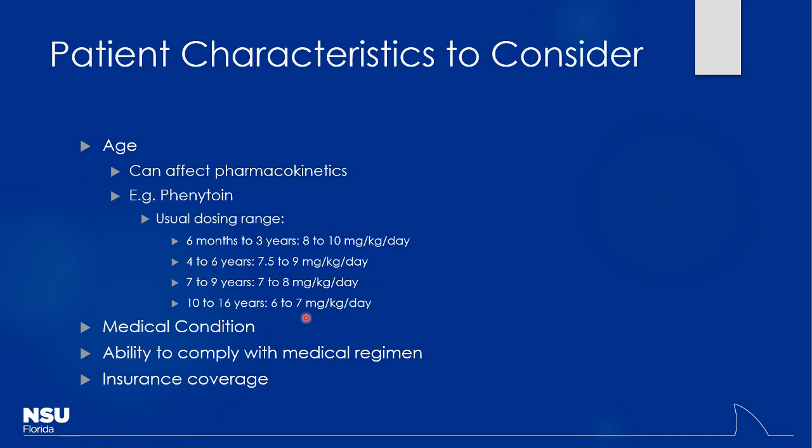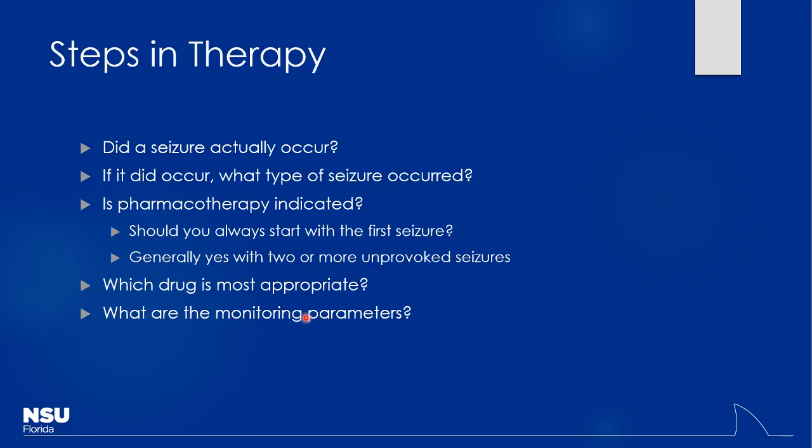Look at other medical conditions that may be predisposing to seizures or maybe interfering with their medications potentially. And then again, how are they going to actually be able to comply with the medical regimen? You can give them a 3 or 4 drug cocktail, but if they can't afford the medications, then it's not really going to do a whole lot of good for them, right? So insurance coverage is really important. Make sure that they can actually get the medications that you're prescribing so that they're going to be compliant. Okay, so first off, we want to figure out, did a seizure actually occur?